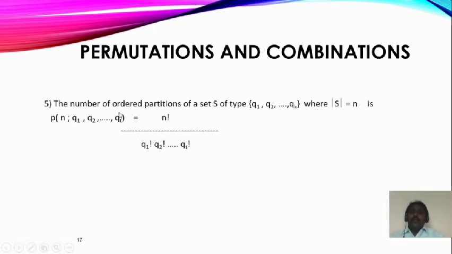Another note is the number of ordered partitions of a set S of type q1, q2, and so on up to qt, where the size of S equals n. The formula is n factorial by q1 factorial into q2 factorial and so on up to qt factorial. So these are some notes we have to keep in mind. In doing some problems also we will consider these notes.